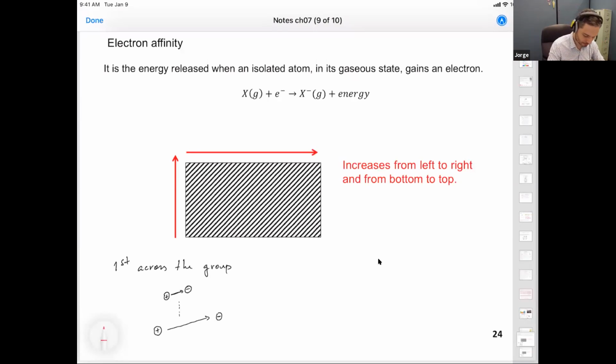That means moving from bottom to top across a group, there is an increase in the electron affinity. Okay, smaller atoms can hold tighter to an extra electron. That means high electron affinity.